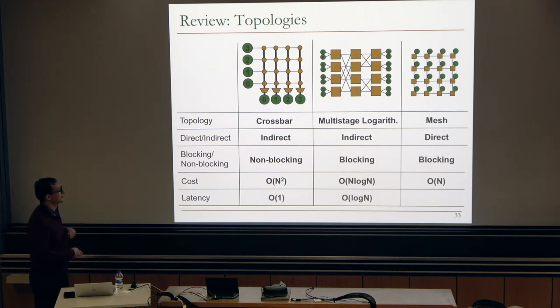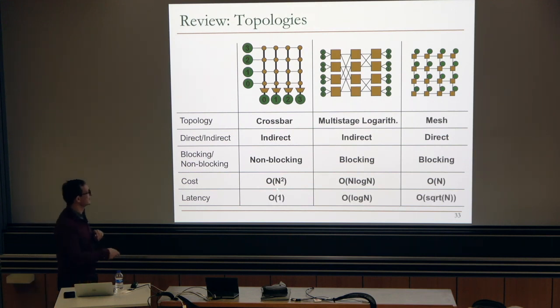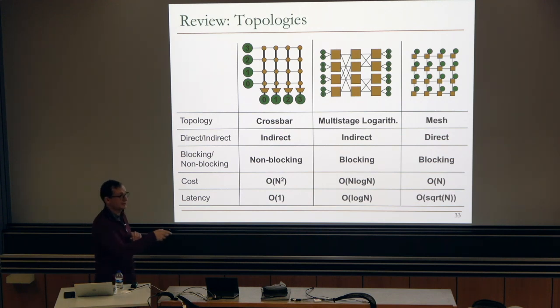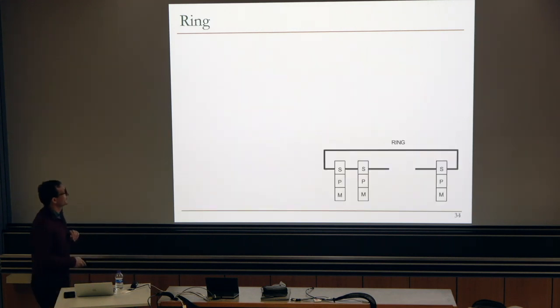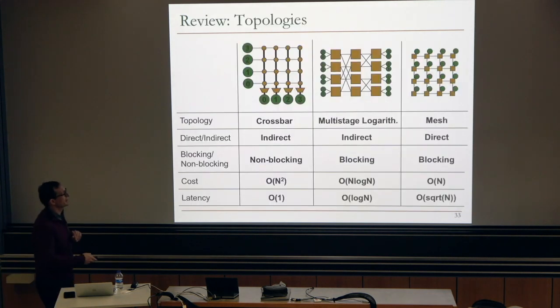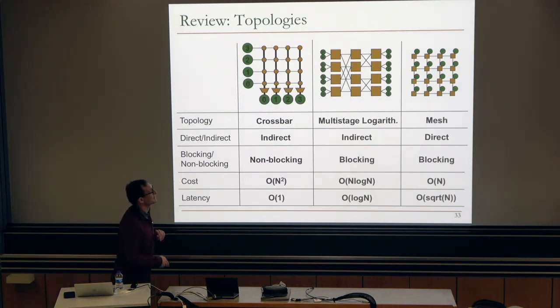And latency is going to be not so good though. Basically here latency is O(1) with single destination. Over here it's the arbitration latency. Here it's O(log N), and here it's going to be O(square root of N). Okay, but we're going to build the mesh after we talk about the rings.